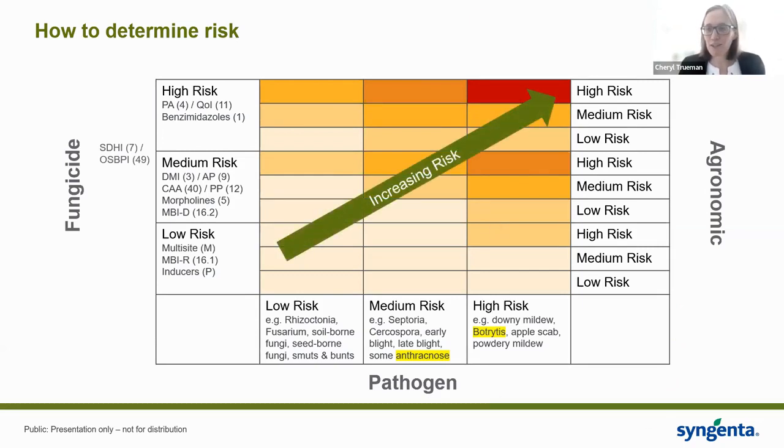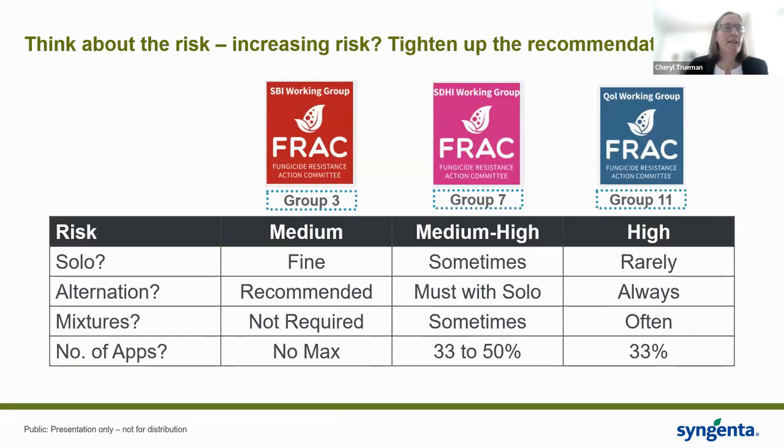So there's increasing risk when there's higher pathogen risk, fungicide risk, and agronomic risk. When we have increasing risk, FRAC tends to tighten up the recommendations. So I have 3 examples here with general recommendations for group 3, 7, and 11 fungicides. And you'll see we're going from medium to medium high to high risk.